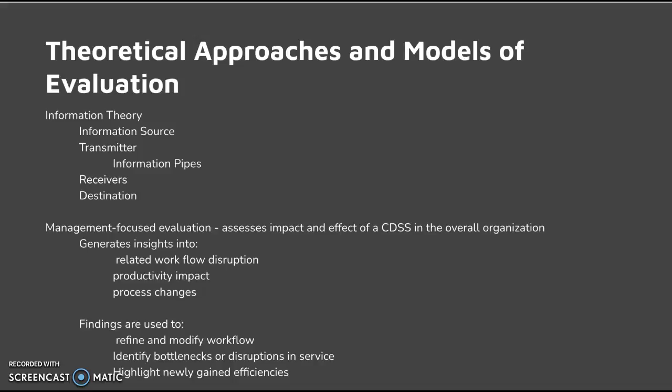So it's really important in information theory to look at the transmitter and the communication of the information, and then look at the information source and how it's transmitted through these different pipelines or channels, right? Because it may be that in this case, it's the channel that's the issue.